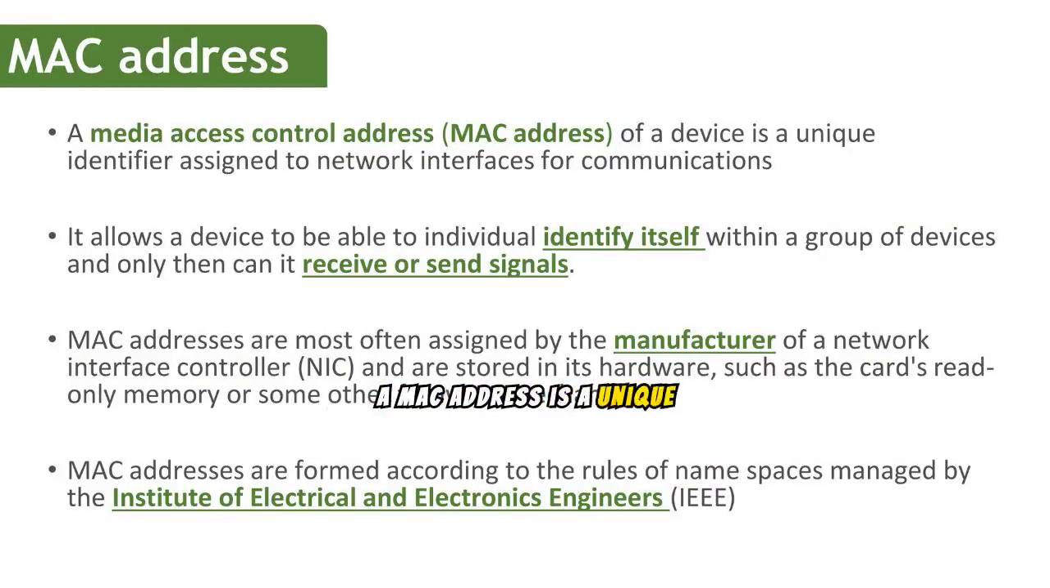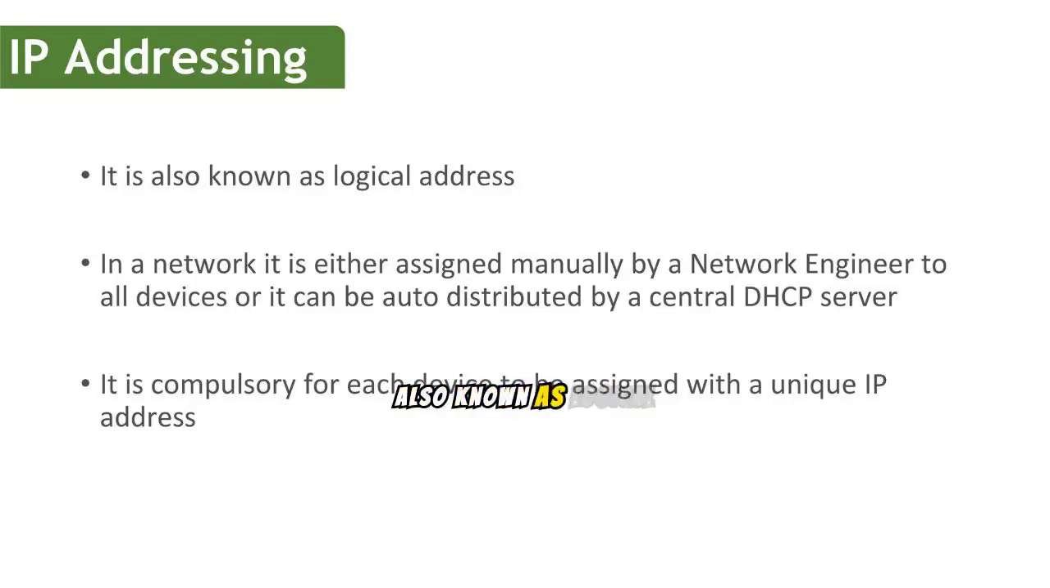A MAC address is a unique identifier for network interfaces, enabling precise device communication and network segmentation. IP addressing, also known as logical addressing, can be manually set by a network engineer or automatically distributed via DHCP, ensuring unique addresses for each device.